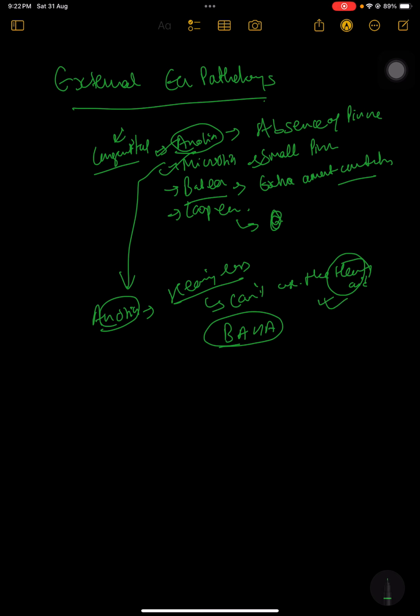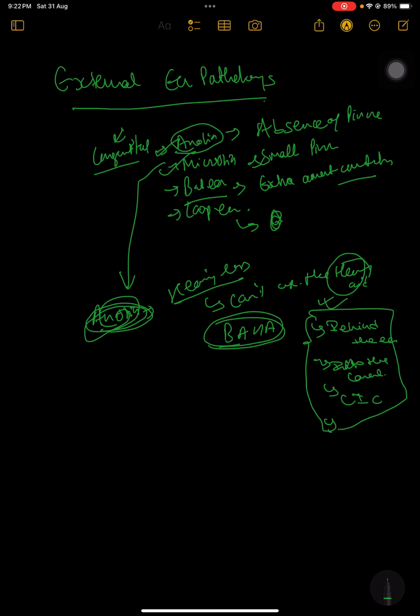The classical hearing aids might be a behind the ear hearing aid, an in the canal hearing aid, or a completely in canal hearing aid. But in this condition of anotia, I cannot use hearing aids like these.